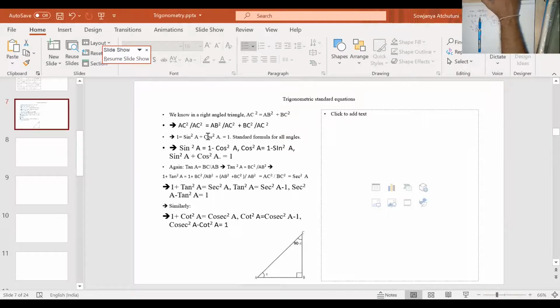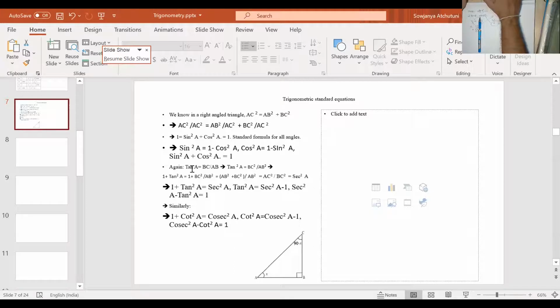We have seen sin square a plus cos square a is equal to 1, because BC square by AC square plus AB square by AC square is equal to (AB square plus BC square) by AC square, that is AC square by AC square, that is 1. So this is one equation. If I send cos to this side, sin square a is 1 minus cos square a. If I send sin to this side, cos square a is 1 minus sin square a, or sin square a plus cos square a is 1. All three we should remember. We should be able to utilize them wherever cos square comes, 1 minus sin square, wherever sin square comes, 1 minus cos square, or wherever 1 comes, I can use this.